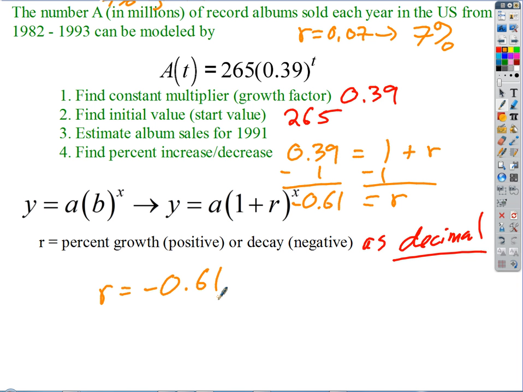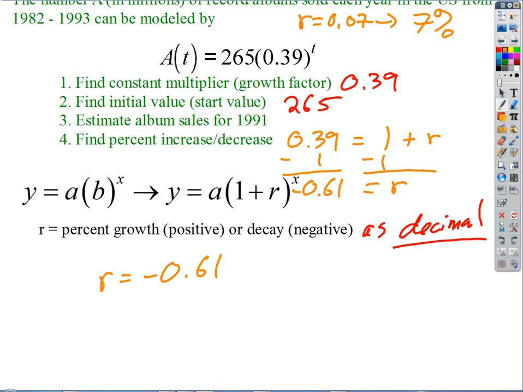It's negative 61%. But the way we would say that then is it's 61% decrease. Okay, the negative sign just tells us that it's decreasing, and the percentage rate at which it's decreasing is 61%. So we would say that album sales decreased at a yearly rate of 61%, or 61% decrease in sales per year.